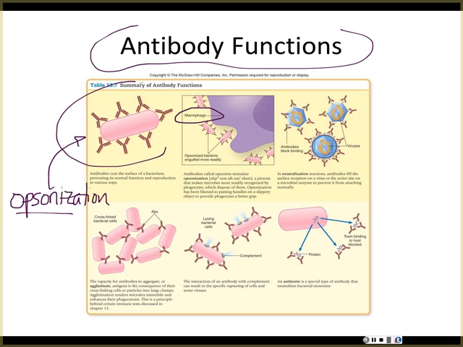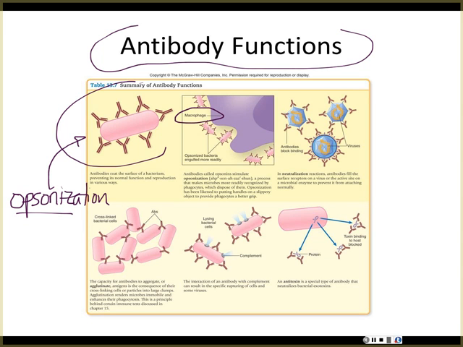I said when we first started talking about the immune system, I mentioned phagocytosis is usually the end result. For all of these different weapons we have, most of their end goal is to get these things phagocytosed so that they are digested and cleared out of the body. So antibodies are like magnets for macrophages.